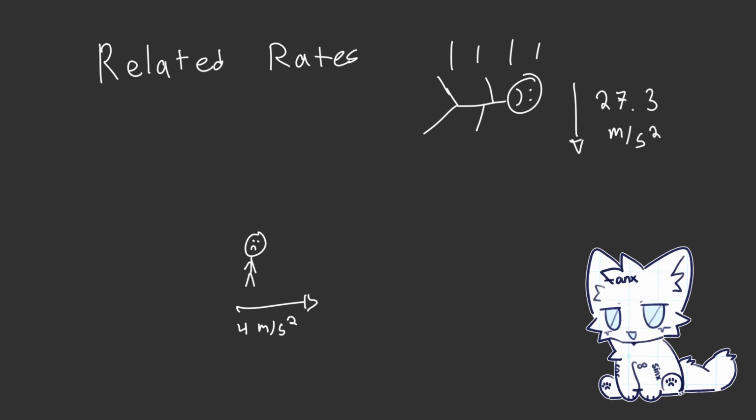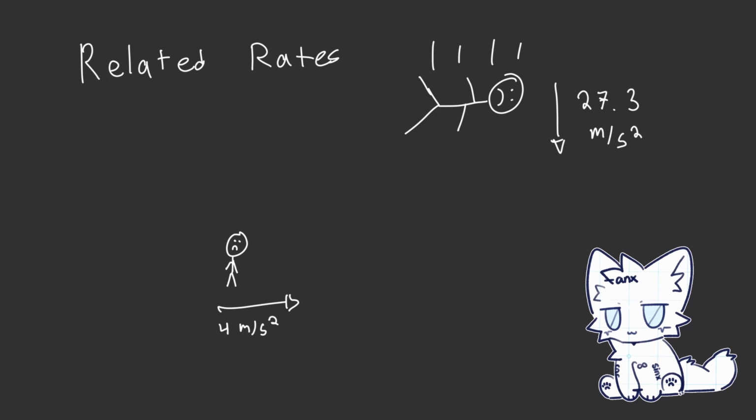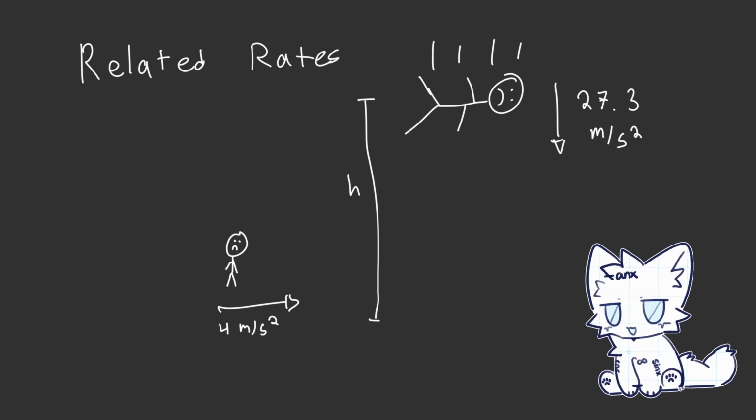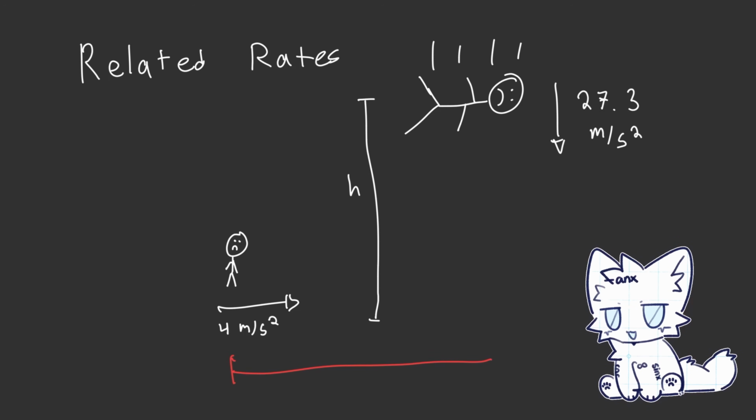Oh no, your friend is falling out of the sky again. The distance he's falling from can be drawn as h, and how far you are away from your friend can be marked as a distance x. He's falling at a rate of 27.3 meters per second squared, and you're trying to run at him to catch him at a rate of 4 meters per second squared.